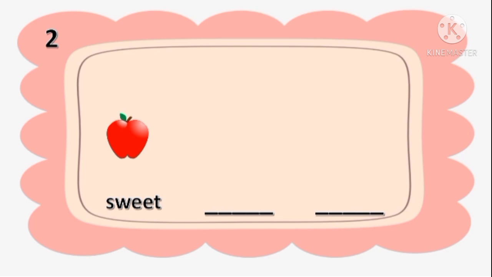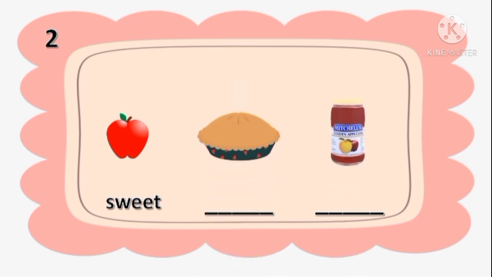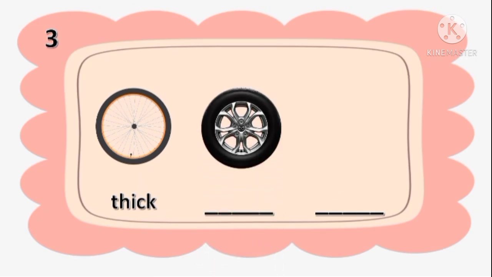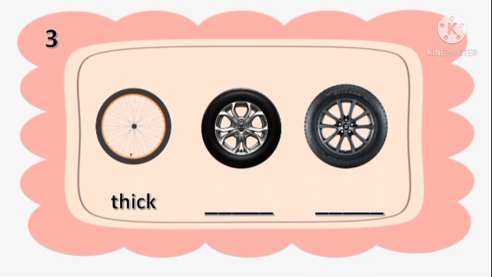Number 2, we have apple, apple pie, and apple jam. The apple is sweet. The apple pie is sweeter than the apple. And the apple jam is the sweetest among the 3. Number 3, we have 3 pictures of different tires. The first tire is thick. The second tire is thicker than the first tire. And the third tire is the thickest among the 3.